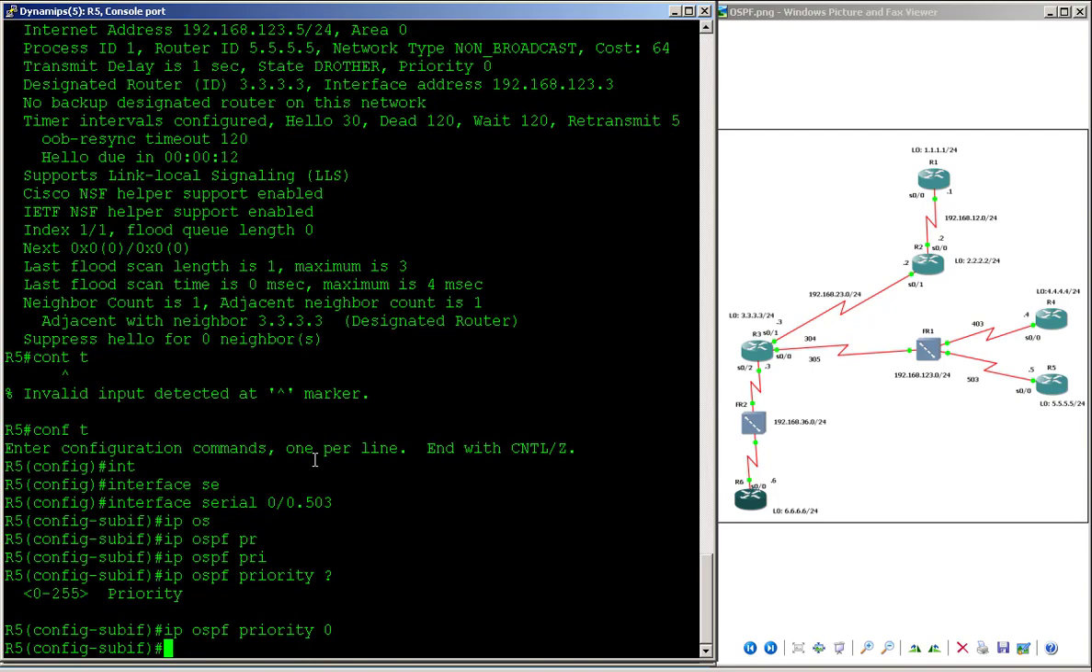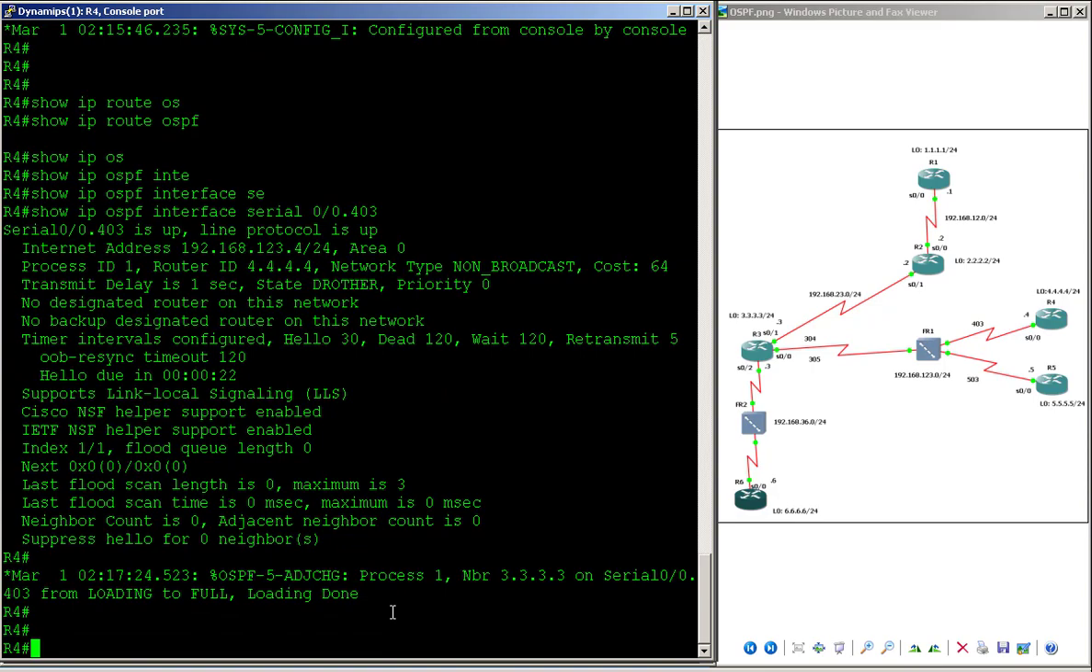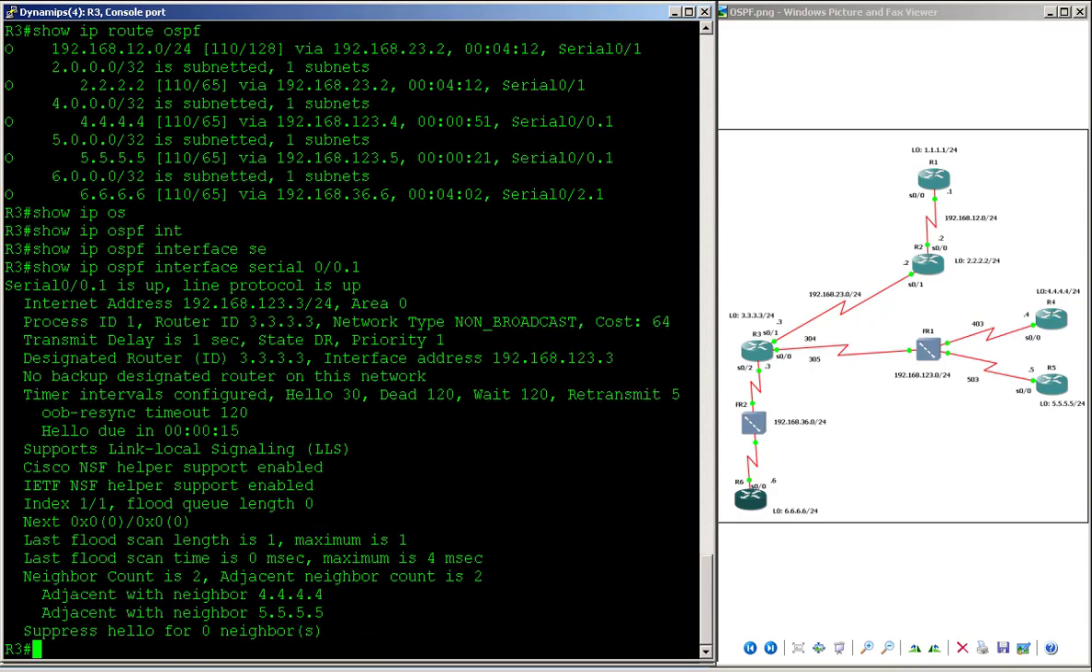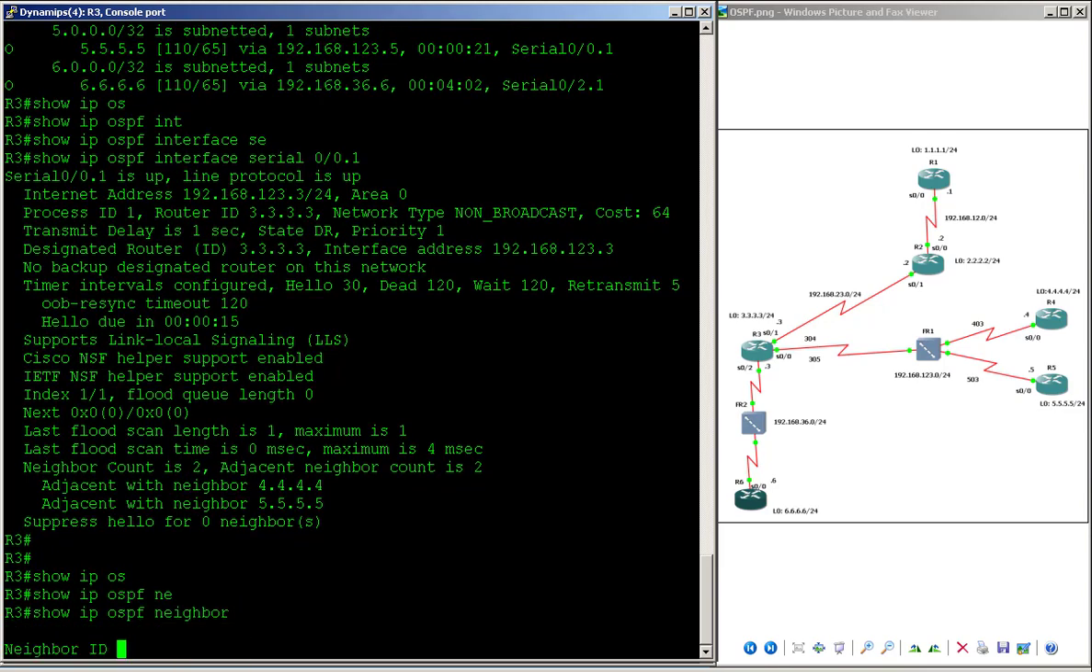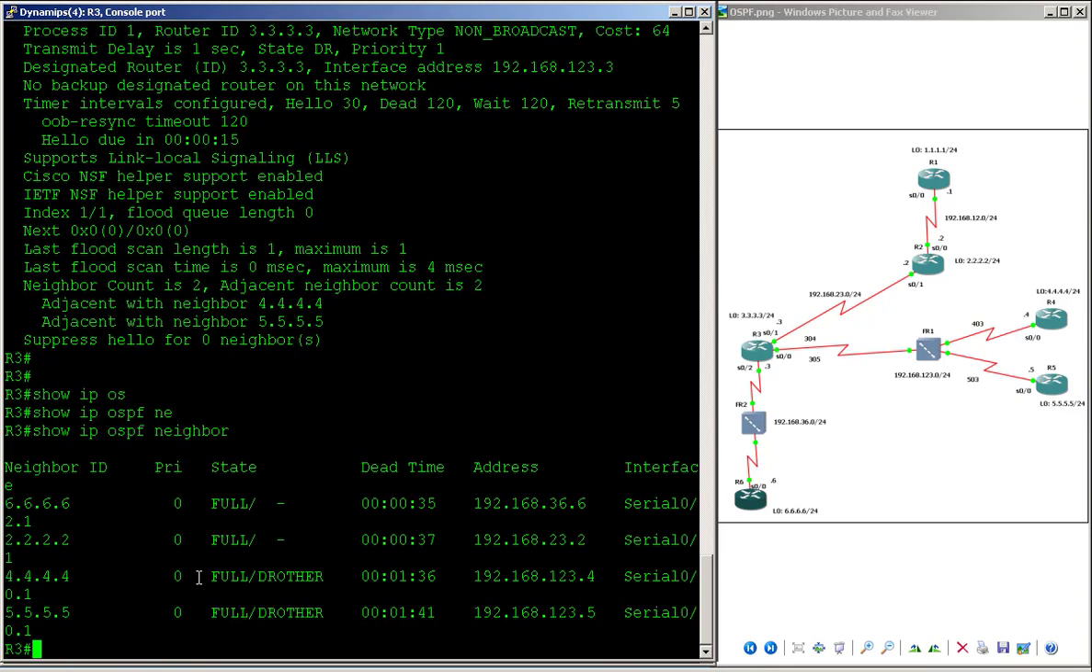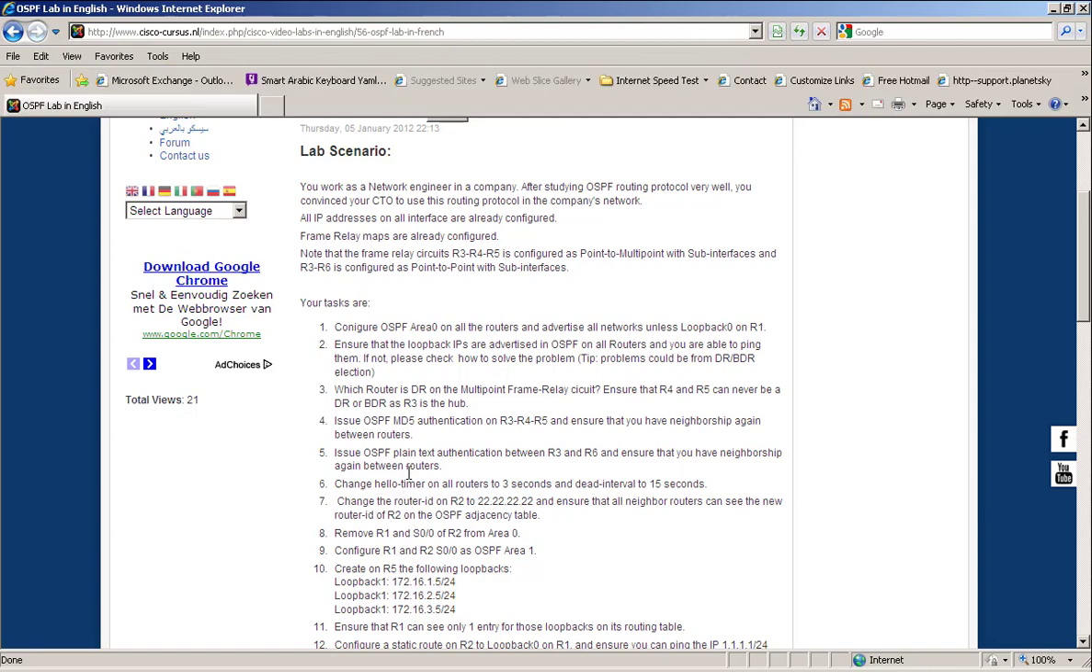In this way you put the priority 0, and it will never be a DR or BDR, also for router 4. So if I issue from router 3 show ip ospf neighbor, you can see that 4 and 5 are DROTHER. Okay, let's go to the next step.